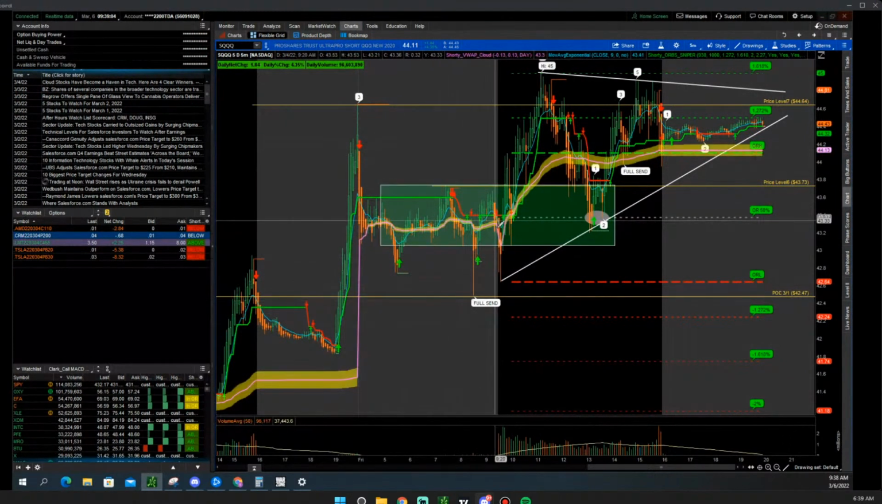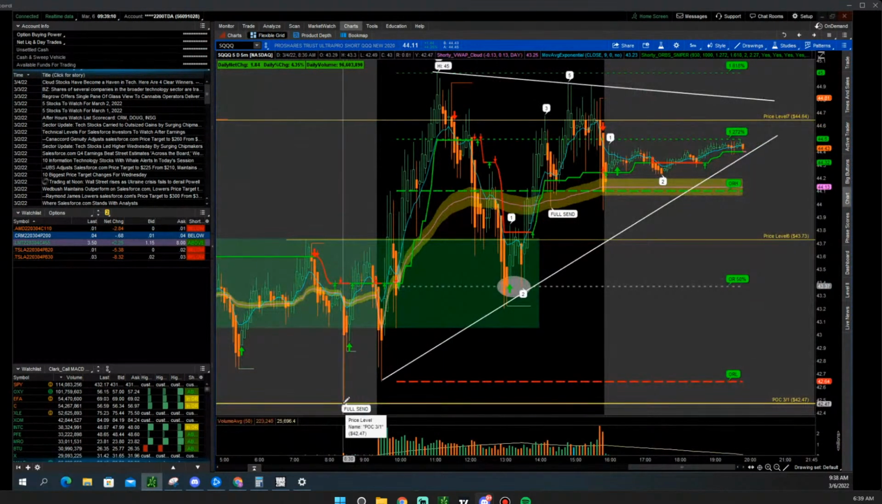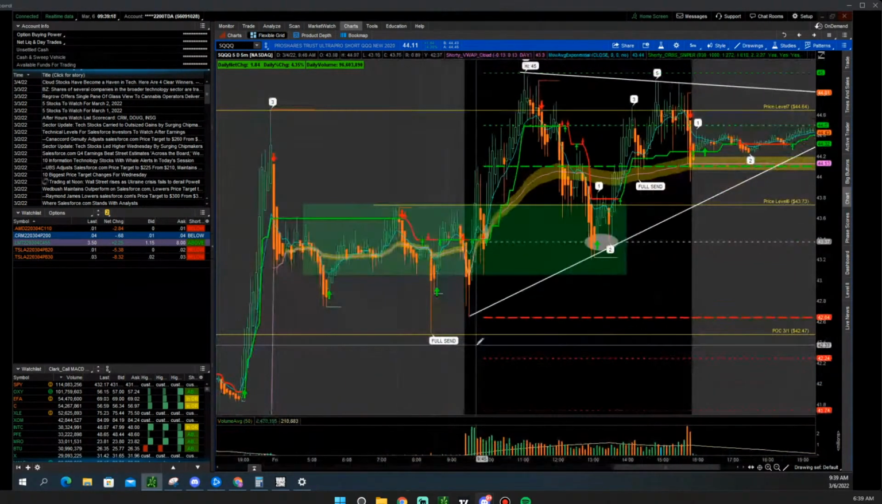So if you look here, I just added the full send so you guys can see it. Full send showed up here at the level of 42, almost perfectly off of the POC, which gives you a lot of confluence that it's going to go higher, right?